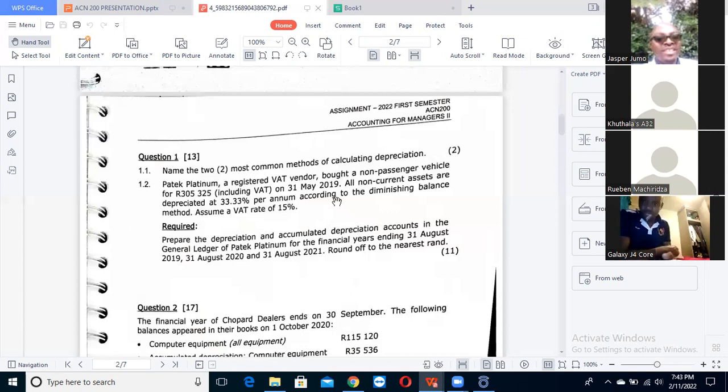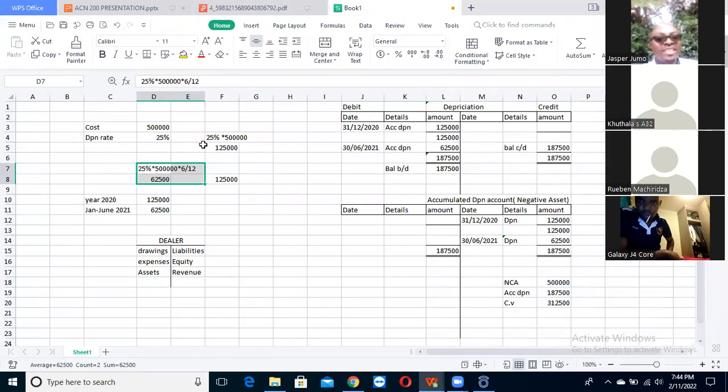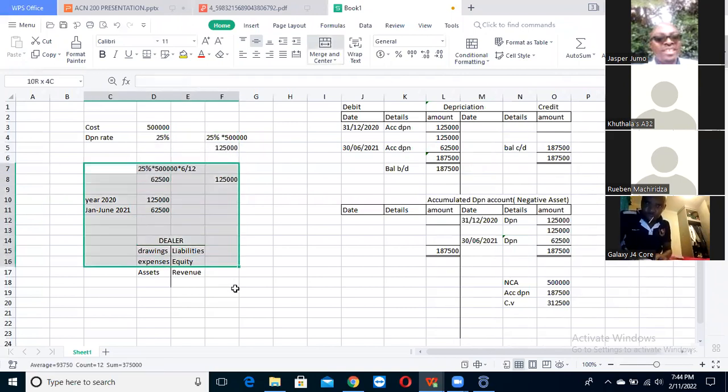So what is the requirement? The requirement reads, prepare the depreciation and the accumulated depreciation accounts in the general ledger of Patek Platinum for the financial years ending 31 August 2019, 31 August 2020, and 31 August 2021. So these are what? 3 years. Round off to the nearest rand. So we just want to take the information that is useful. We know that the cost of the vehicle is 305,325.